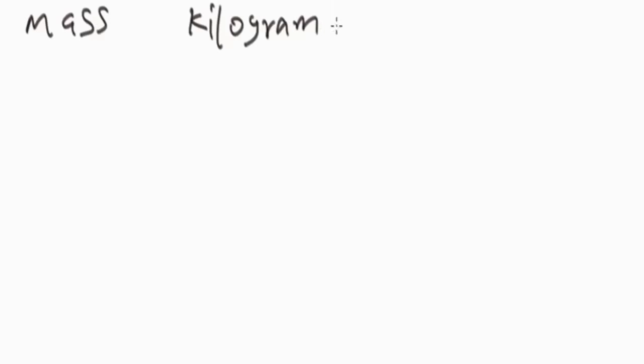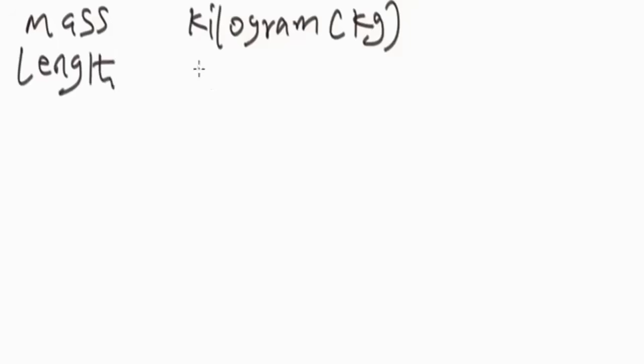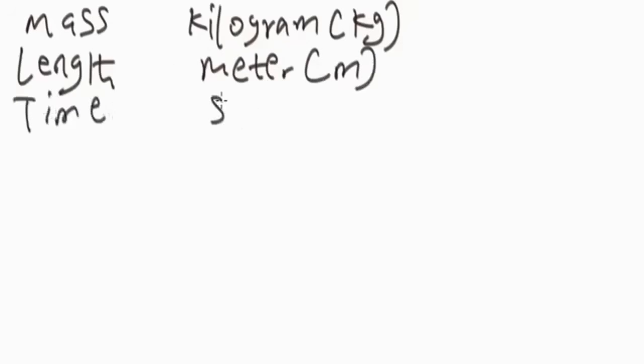Let's begin with mass. Mass is a fundamental quantity and the unit of mass is kilogram. That is measured in kilogram. Short form is kg. We also have our length. The unit of length is meter. Short form is m. We also have our time. The unit of time is seconds.